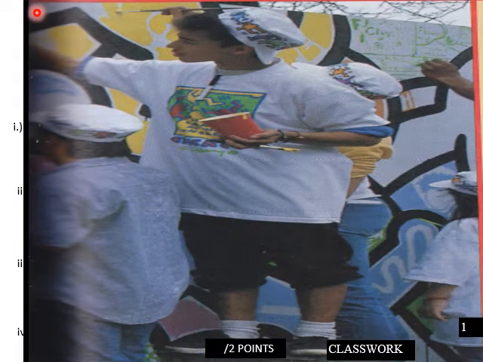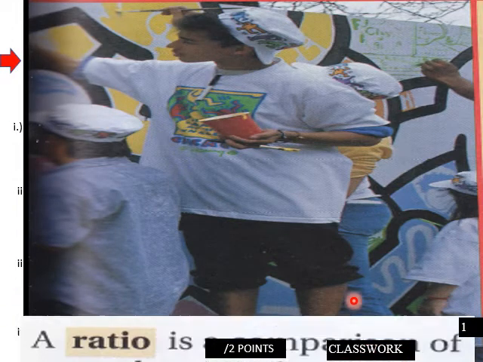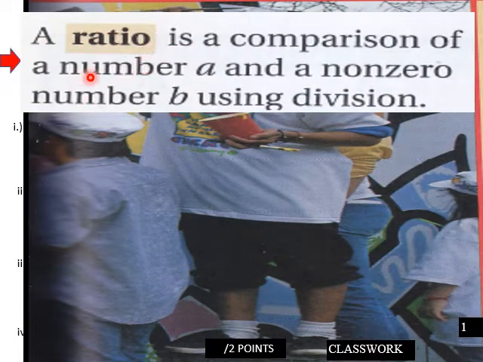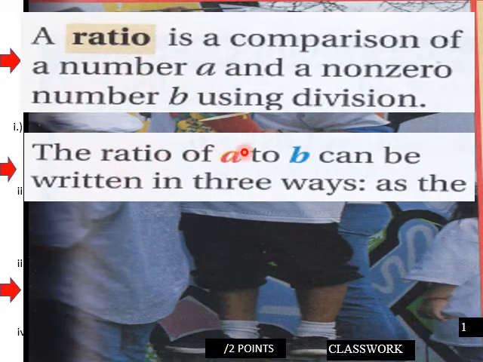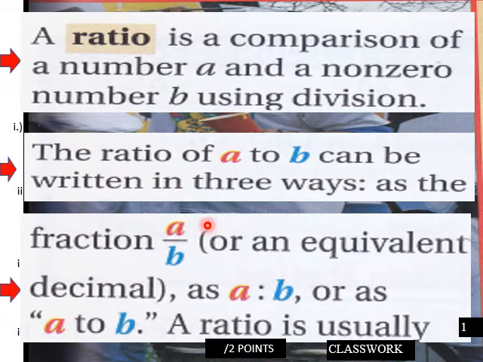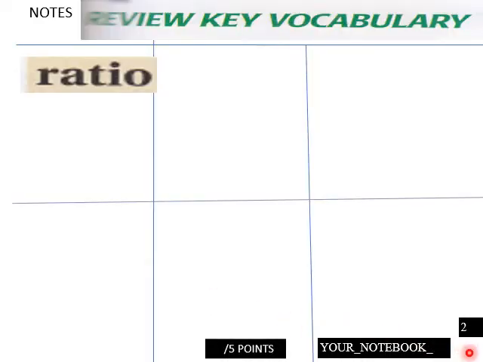Okay, so we're going to go into page 1 here, classwork. Classwork sheets. A ratio is a comparison of a number A and a non-zero number B using division. The ratio of A to B can be written in 3 ways: as the fraction A over B, or an equivalent decimal, as A colon B, or as A to B with the word "to" in between here. A ratio is usually, and now students, define ratio in your own words here. Define ratio. This goes in your notebook, 5 points.